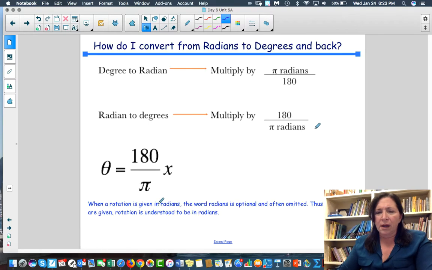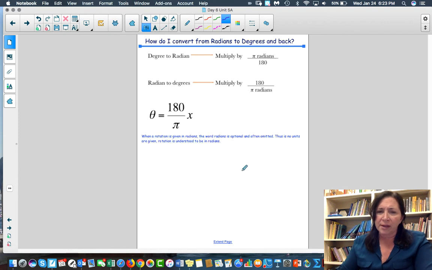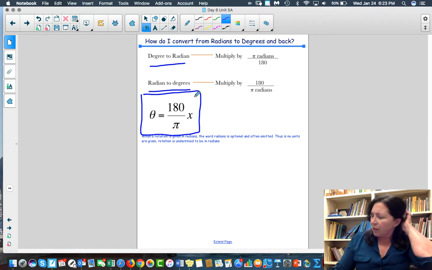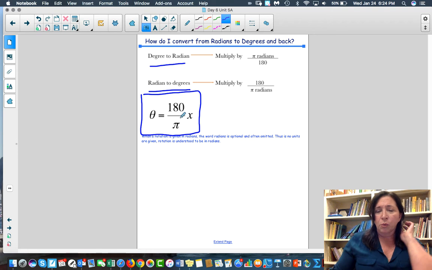So a lot of this, we've been doing in our head, like converting degrees to radians. There is a really cool formula. This is it. This formula converts radians to degrees and degrees to radians. You can change the x and move that around. I don't do that, but you're welcome to.